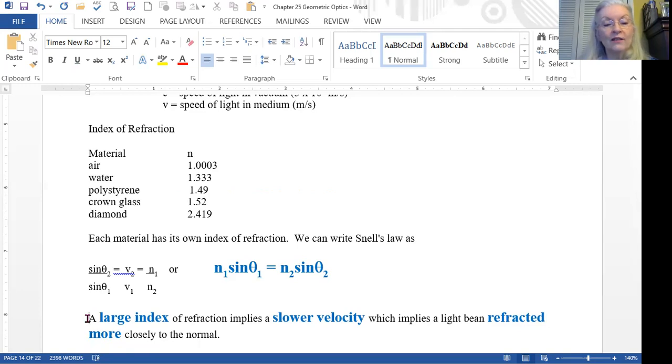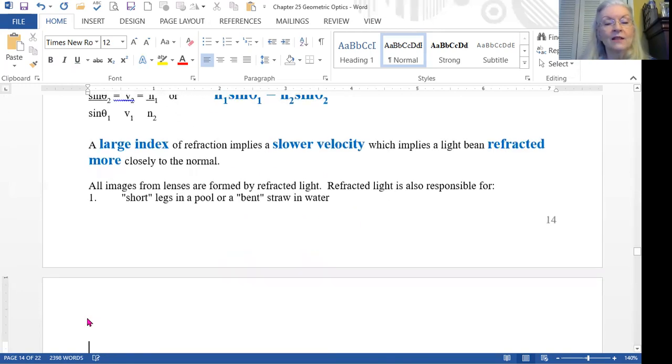A large index of refraction tells you that you're traveling at a slower velocity, and that means the light can be bent or refracted more closely to the normal. Remember that the normal is an imaginary line that makes a 90-degree angle with the surface.